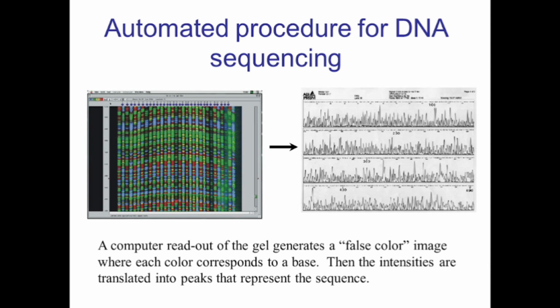And this is the automated procedure for DNA sequencing. Here, a computer reads out the gel and generates a false color image where each color corresponds to a base. Then the intensity signals are translated into peaks that represent the sequence.